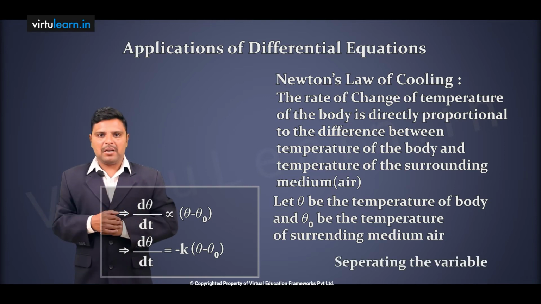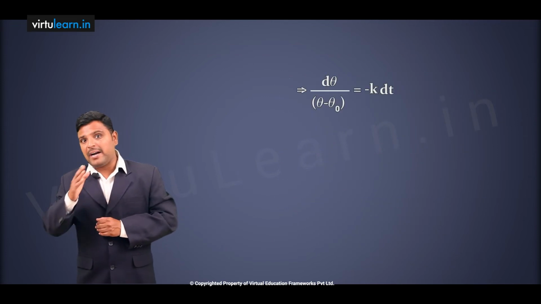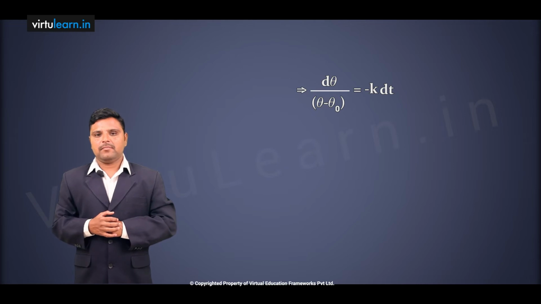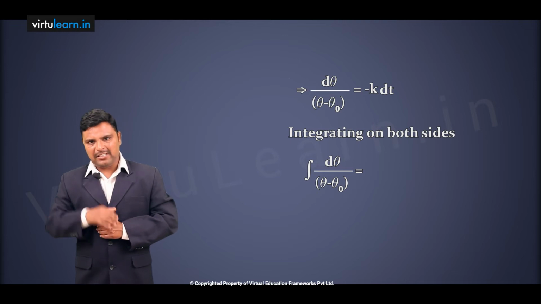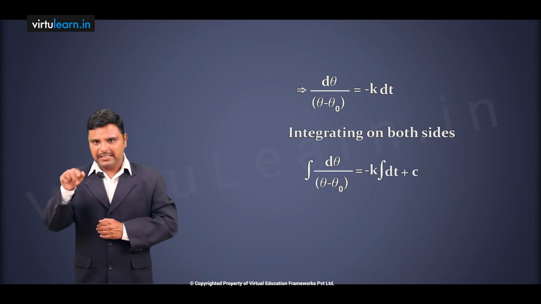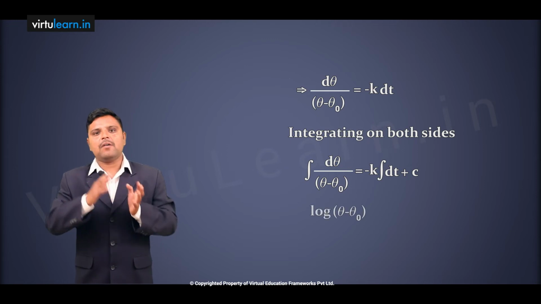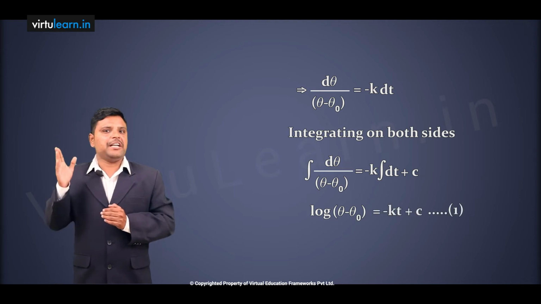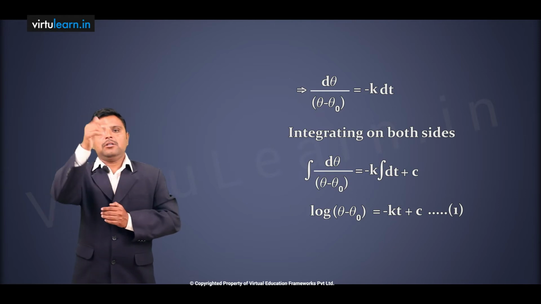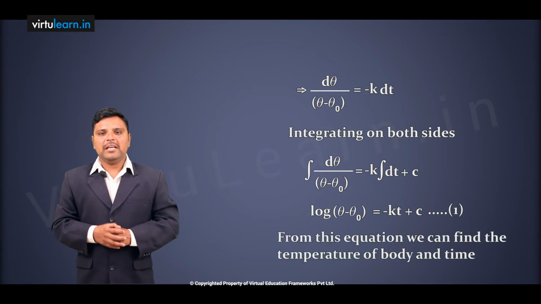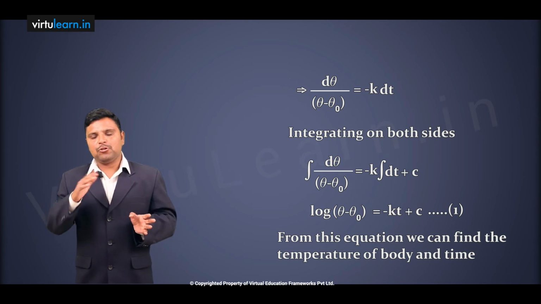Now separate the variables on both sides. d theta by theta minus theta naught equals minus k into dt. Integrating on both sides, integral d theta by (theta minus theta naught) equals minus k, which is outside, integral dt plus c. After integration we will get: log of (theta minus theta naught) equals minus kt plus c. This is our final solution of Newton's law of cooling. From this solution only, every time we will construct the temperature of the body and the time when it reduces to some temperature.